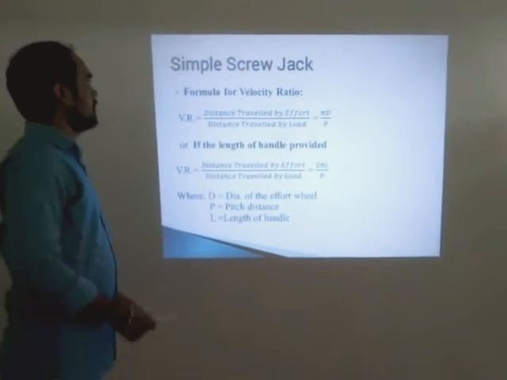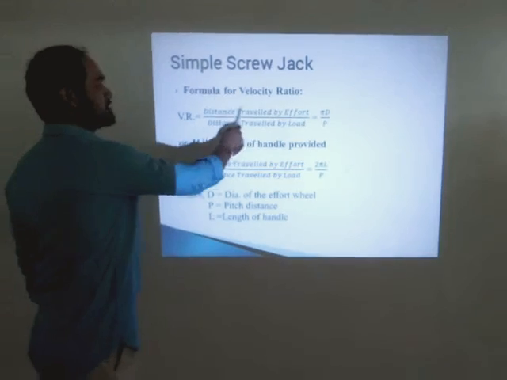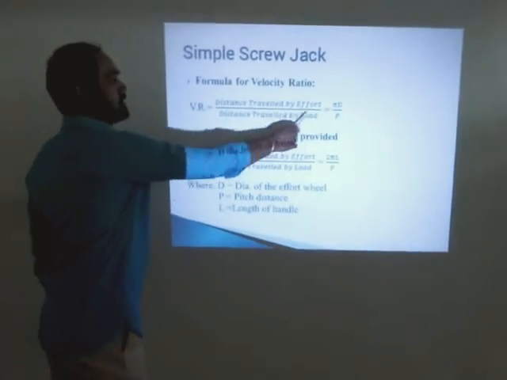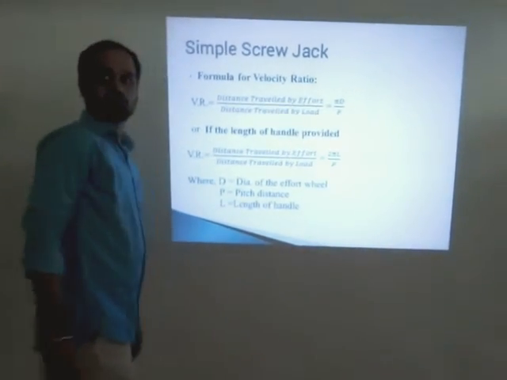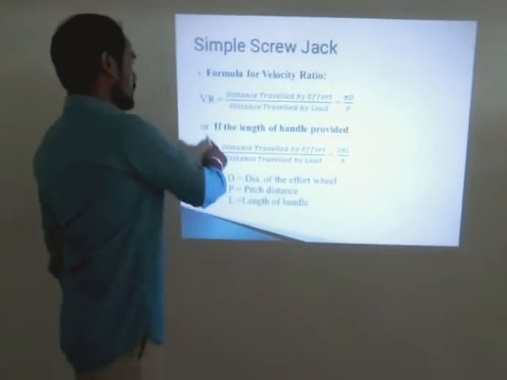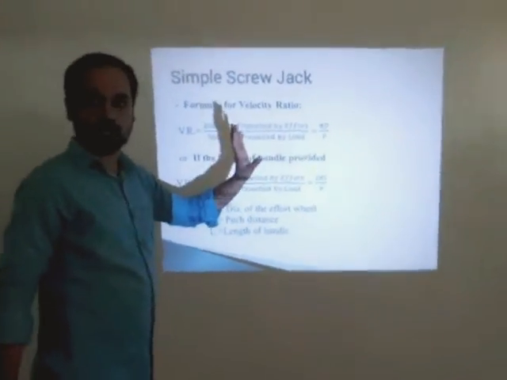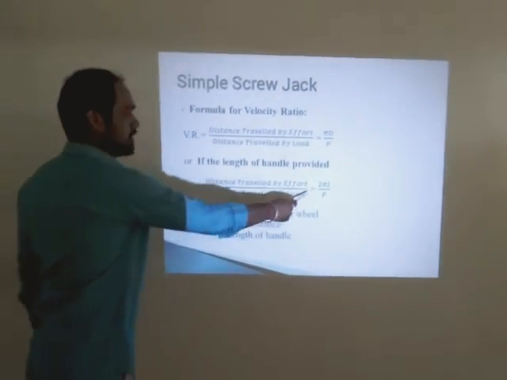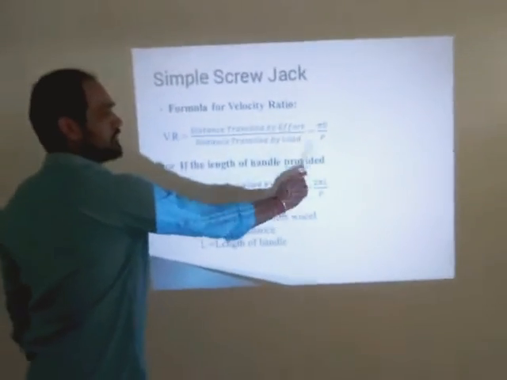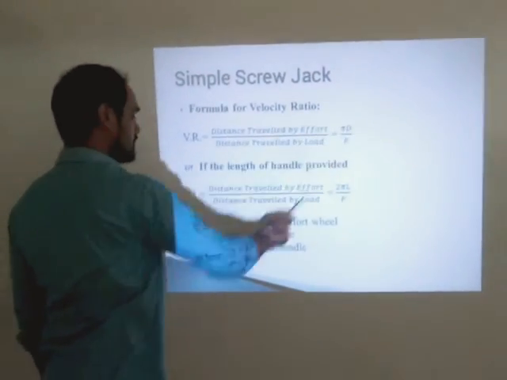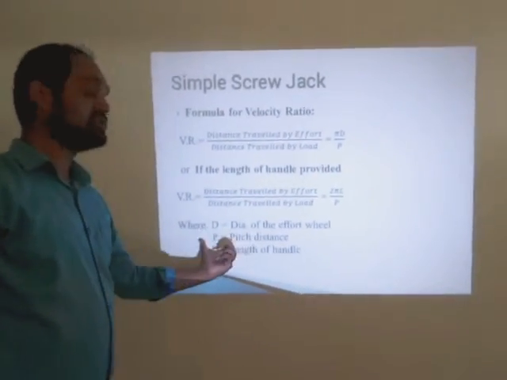Next, the formula for velocity ratio of the simple screw jack: distance traveled by the effort is pi D, and distance traveled by the load is P, that is the pitch of the screw. If instead of the effort wheel the length of the handle is provided, then the formula is 2 pi L upon P, where L means length of handle, D means the diameter of the effort wheel, and P is the pitch distance.